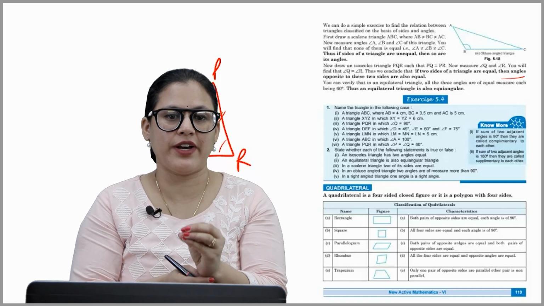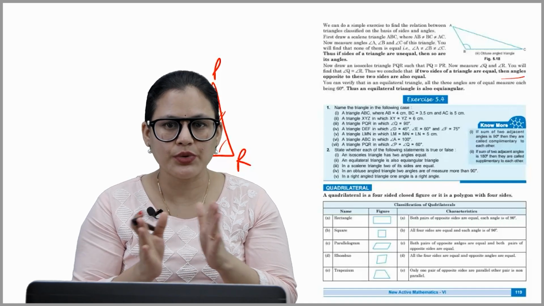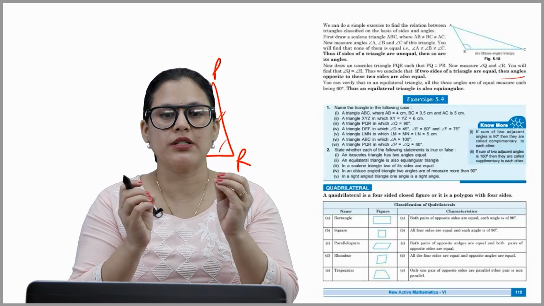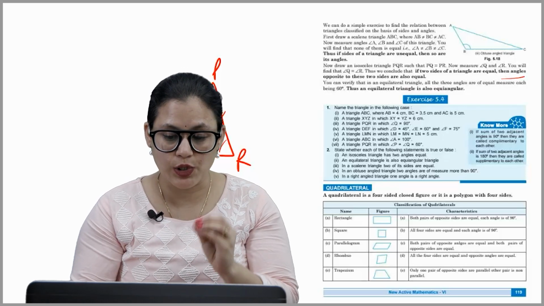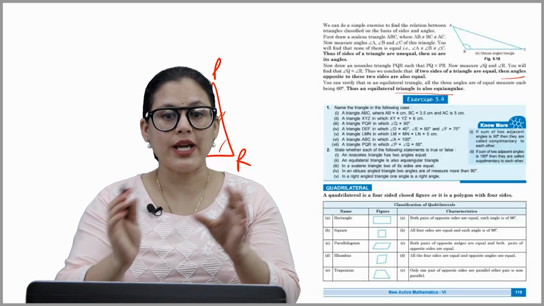You can verify that in an equilateral triangle, all three angles are of equal measure, each being 60 degrees. Thus, an equilateral triangle is also called equiangular.